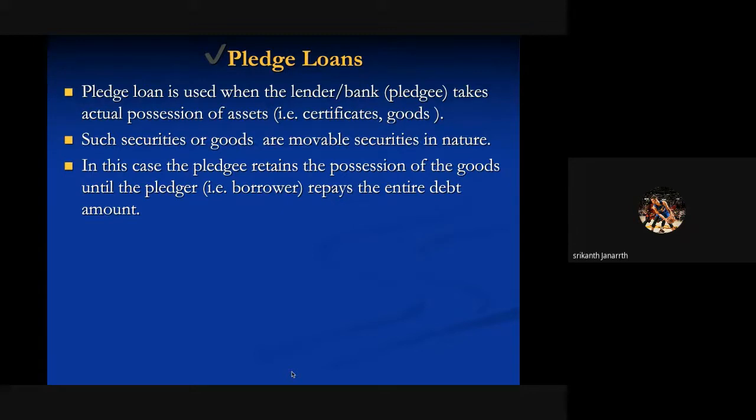There is an administrative cost. It's a very costly affair. You need to deploy security, and you need to insure the goods that are kept in your premises. So this is generally for hardware and the like. Banks use the pledge facility generally for movable goods.